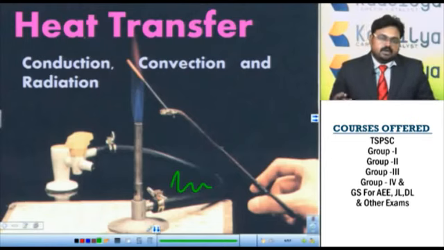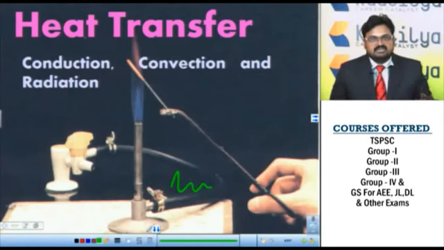Okay, so if you want to transfer heat from one point to another point, you must have a process by which you could transfer that energy. So conduction, convection and radiation, these are the three processes by which you could transfer energy from one point to another point. What we'll do is we'll first discuss briefly what conduction, convection and radiation is, and then we could go into details and various examples of conduction, convection and radiation.